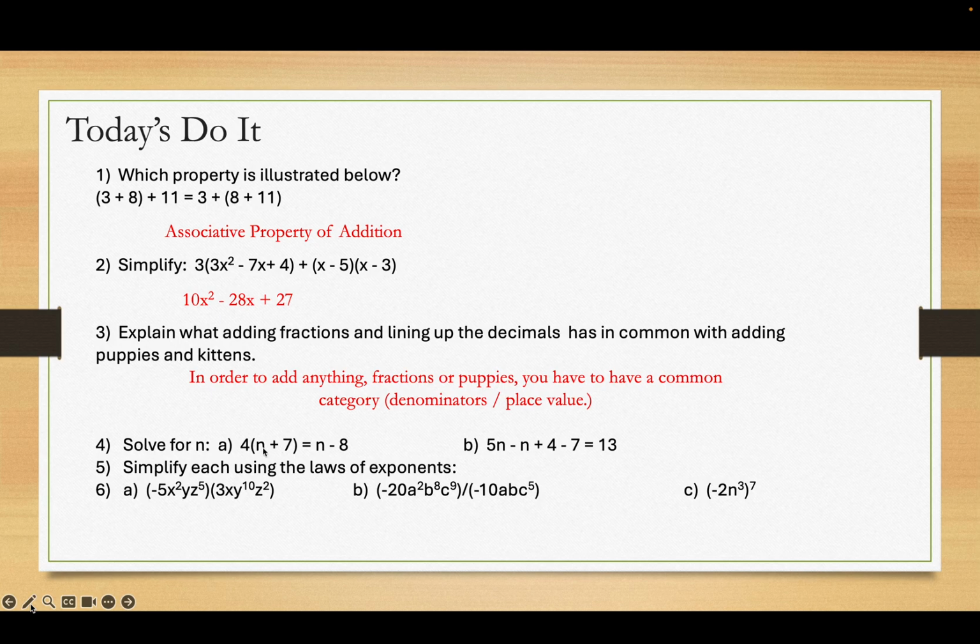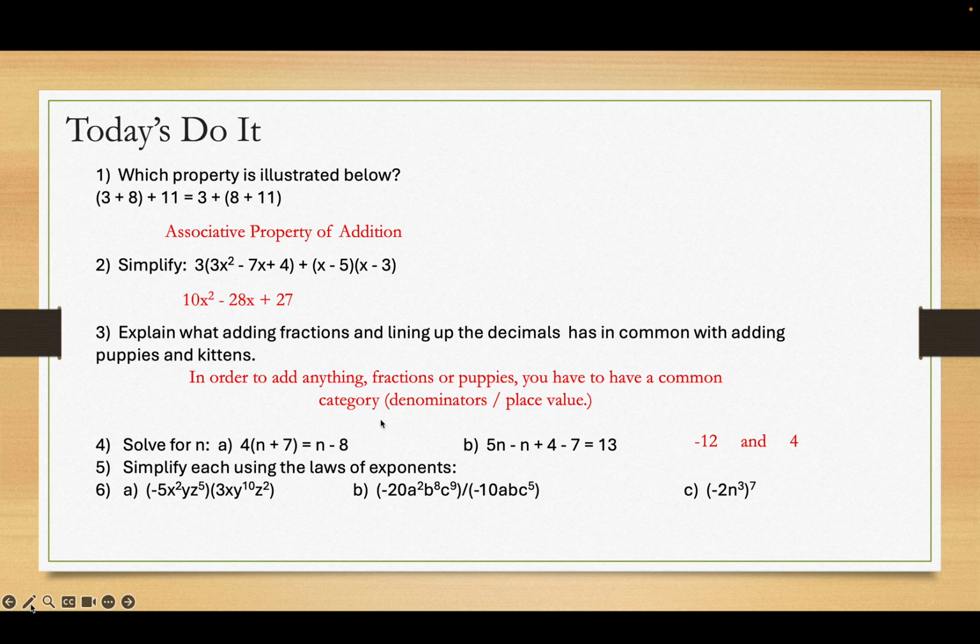Number 4, solve for each. You're going to distribute the 4 first. That'll give you 4n plus 28 equals n minus 8. Then it's opposite side, opposite operation. And you arrive at an answer of negative 12. For letter B, this is the same side, same operation, so it simplifies to 4n minus 3 equals 13. Add the 3 to both sides, divide by 4, and you get n equals 4.